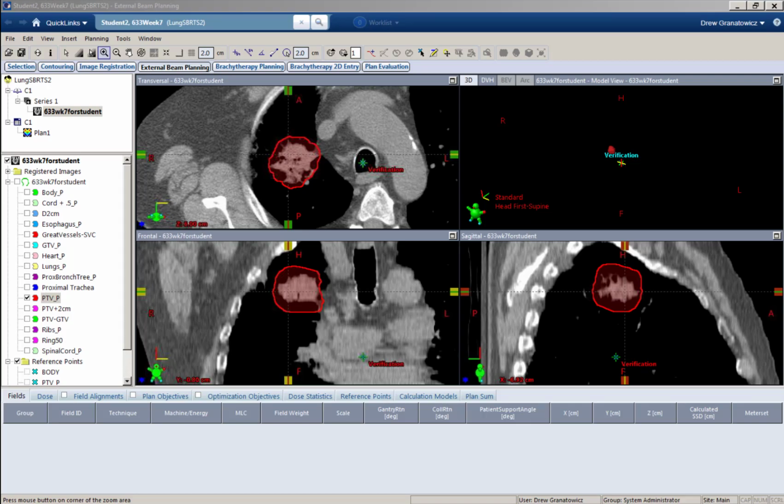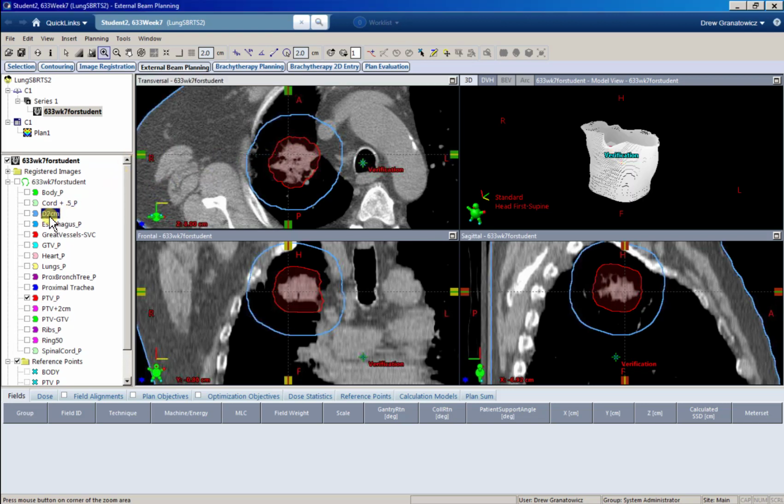Okay, for lung SBRT or SBRT in general, I usually like to start with a few contours before optimizing. So I always have this D2cm, which is the body minus the PTV plus 2cm. So there's a 2cm gap around our PTV. The reason is usually you're going to look at the dose 2cm away from your PTV in order to evaluate the quality of your plan. So this is a structure that's everything 2cm away from your PTV.